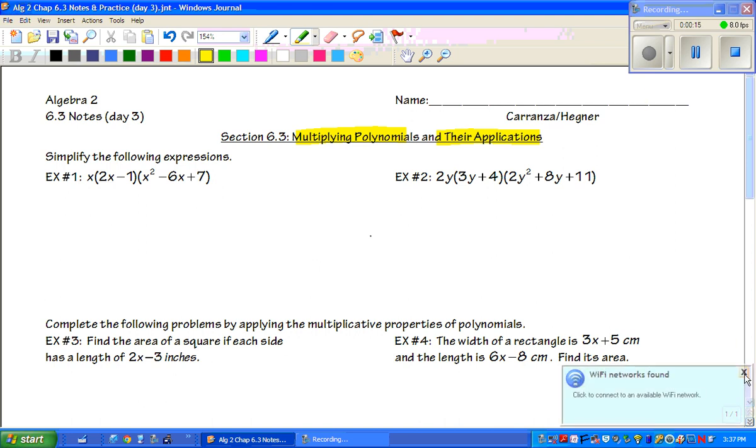Today we're talking about multiplying polynomials and their application. Now before we get started, let's take a look. We've got a couple warm-up problems of things that we have done in the past.